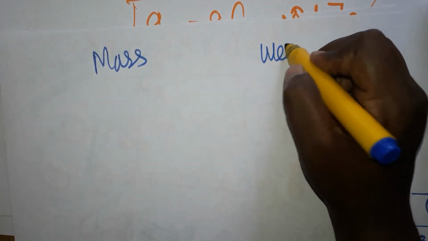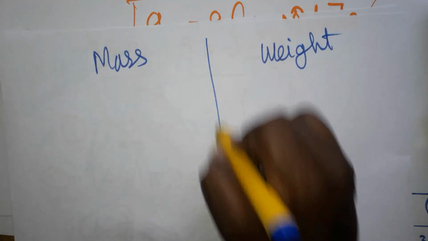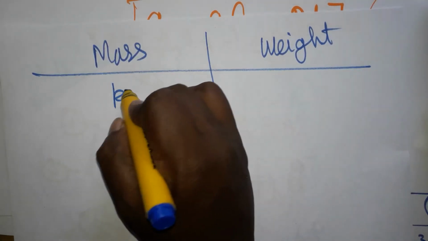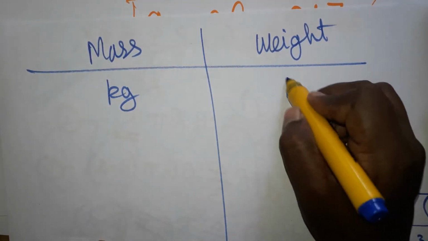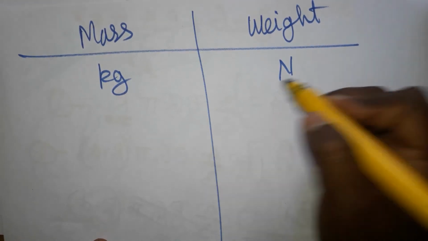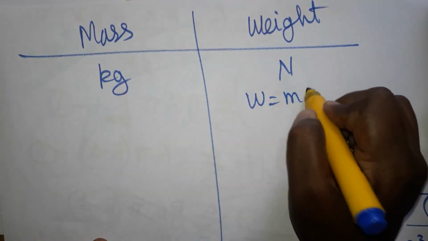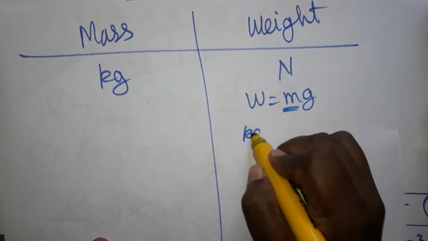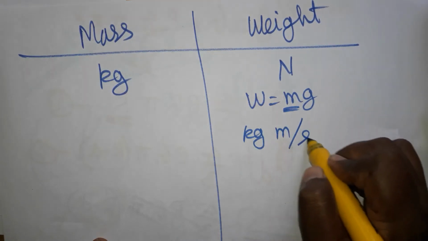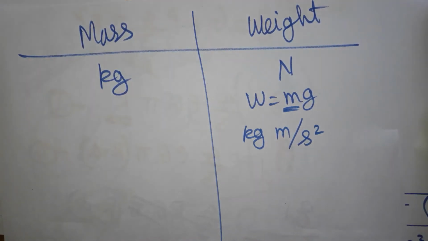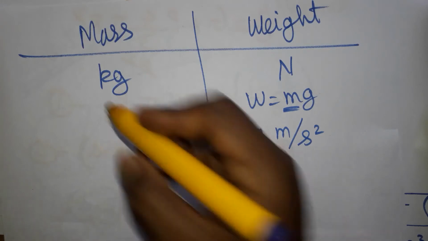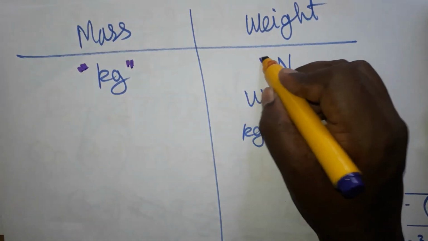So mass and weight. The unit of mass is kg, and the unit of weight is Newton. Weight is equal to mass into gravity. Mass is in kg, acceleration due to gravity is in meter per second square, so the weight is going to be in Newton. The unit of mass is kg, the unit of weight is Newton.